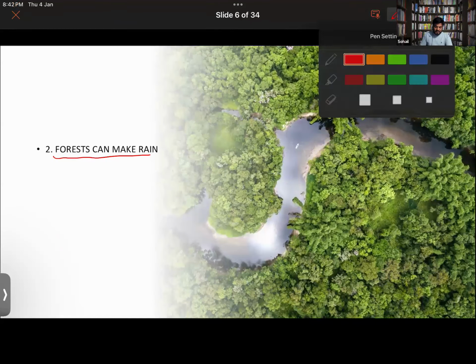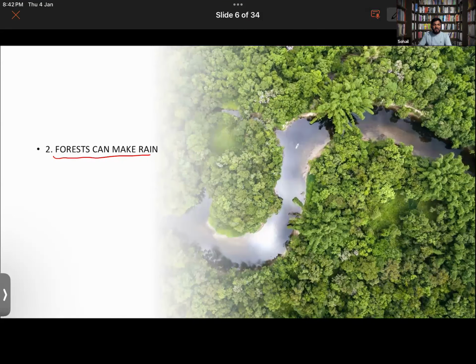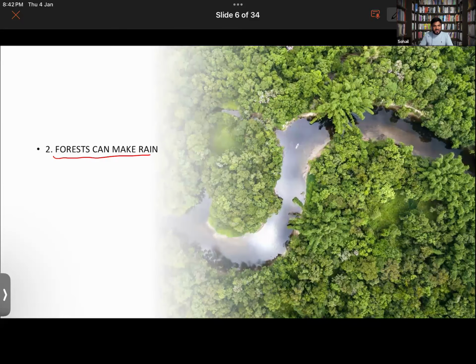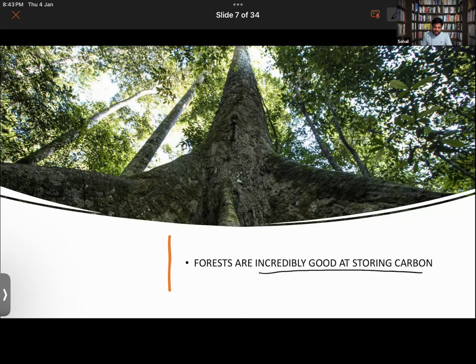So forest can make rain. How do they make rain? Basically, water vapor evaporates from the surfaces of the leaves via transpiration. Evaporation not only takes place from water bodies, but it takes place from the plants as well. So forest can make rain as well. That is the process of transpiration.